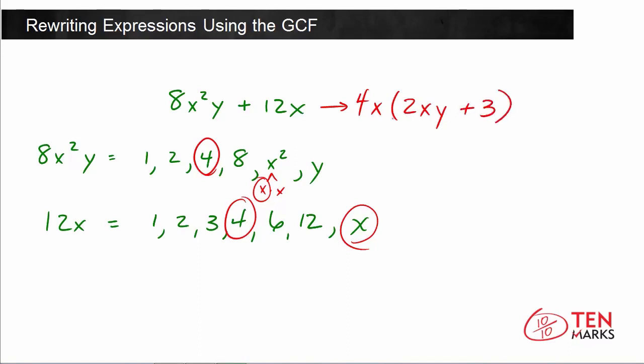Now, if you want to check this and see if it's right, you can use the distributive property to multiply the term 4x by each of the terms inside the parentheses and see if you get back to the original expression. Let's try a problem together.